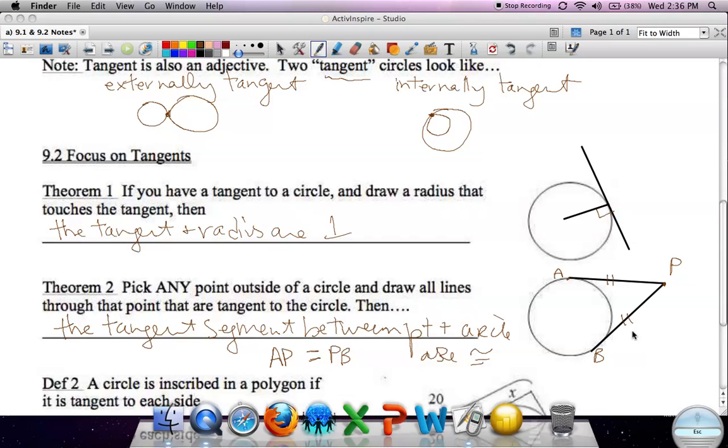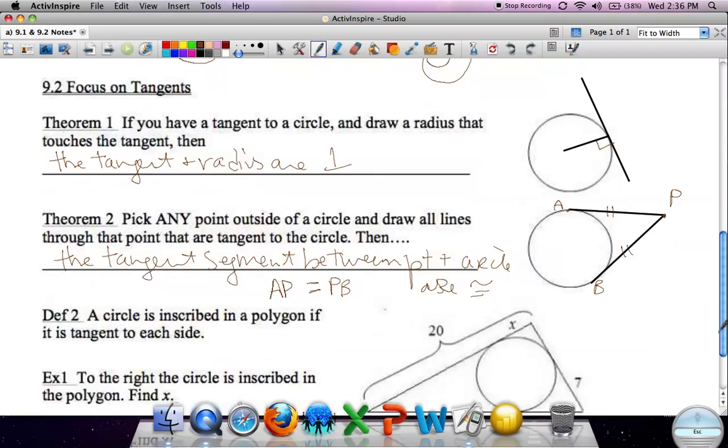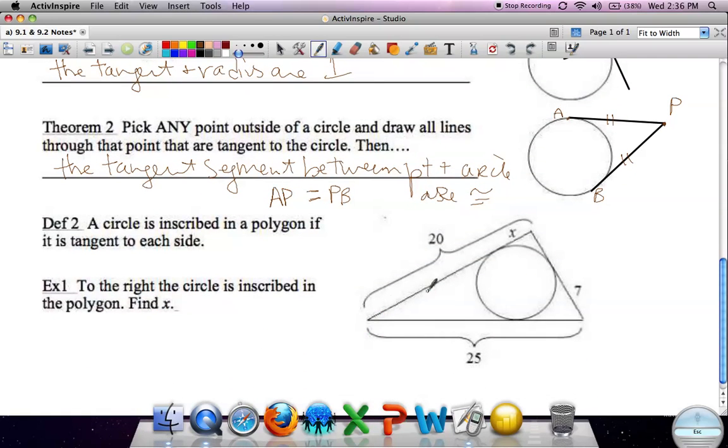Okay. A circle is inscribed in a polygon if it is tangent to each side, which means it touches exactly once. So here would be a place of tangency, 1 point, 1 point, and 1 point. To the right, the circle is inscribed in a polygon, find the measure of x. Okay, so they give you that this whole distance is 20. They give you that this whole distance is 25.